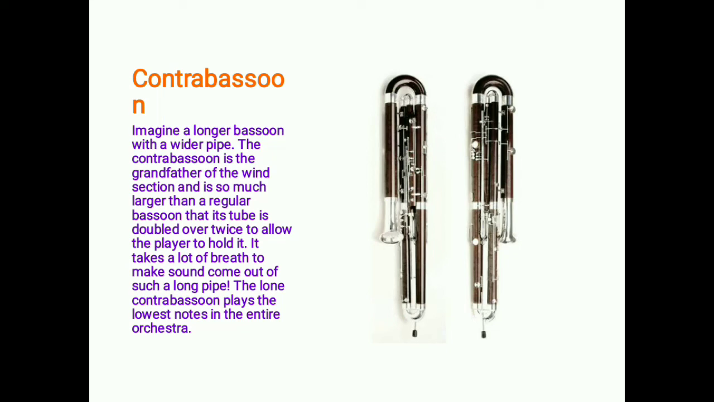Contrabassoon. Imagine a longer bassoon with a wider pipe. The contrabassoon is the grandfather of the wind section and is so much larger than a regular bassoon that its tube is doubled over twice to allow the player to hold it. It takes a lot of breath to make sound come out of such a long pipe. The lone contrabassoon plays the lowest notes in the entire orchestra.